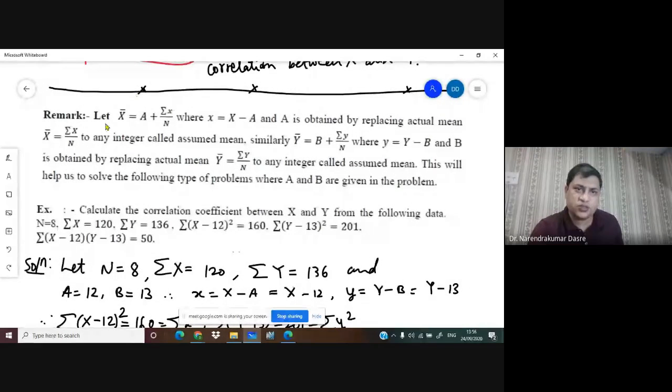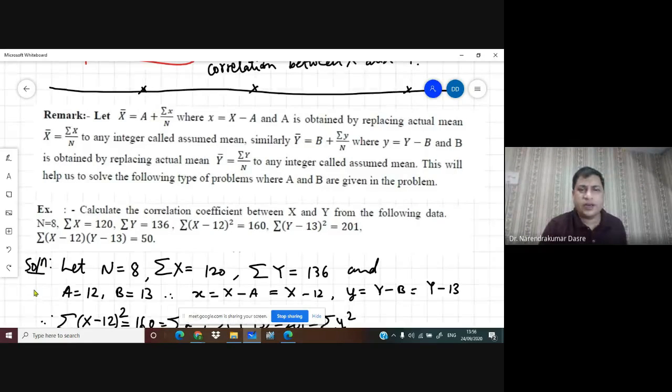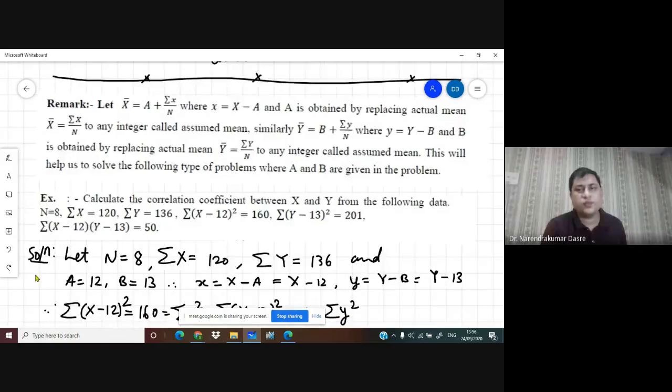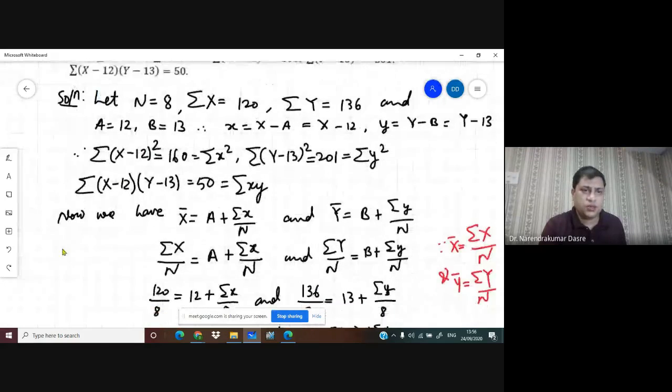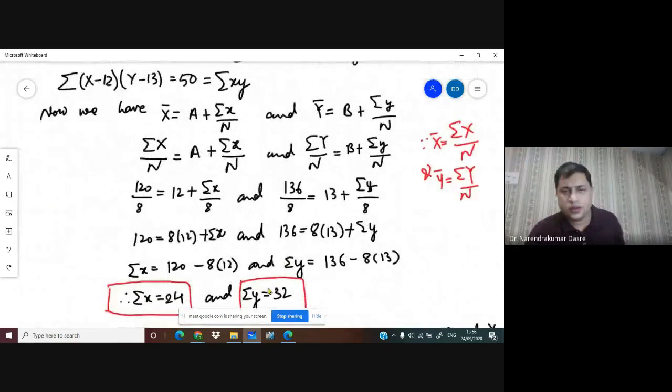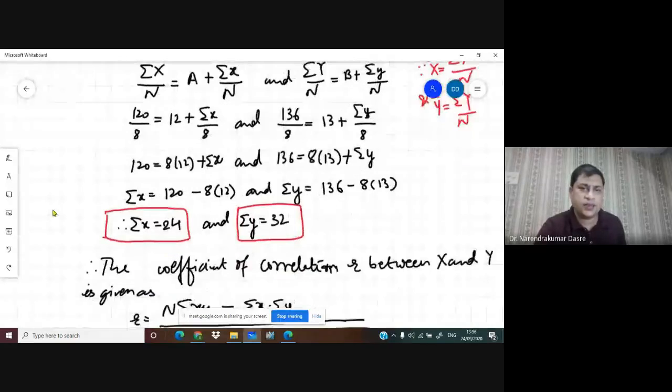So when we have this as the assumed mean, this B is going to be the assumed mean, then we can get it. Okay, so do you have any doubt in this example?